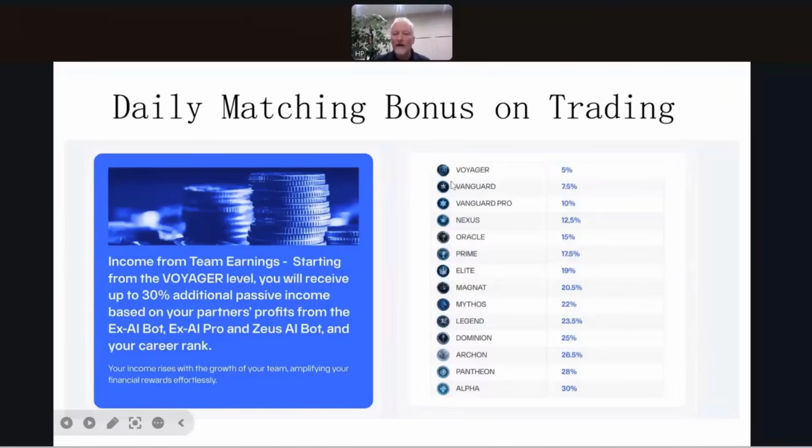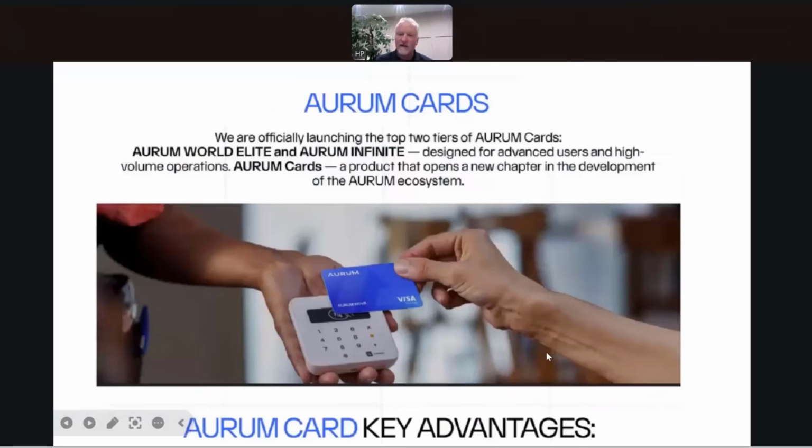Now, when you hit the Voyager rank, you start picking up these bonuses. As a Nova, you don't get this matching daily bonus. You've got to hit Voyager to get that 5%. You've got to hit Vanguard to get the 7.5%. You can get up to 30% daily matching bonuses, and that's very exciting.